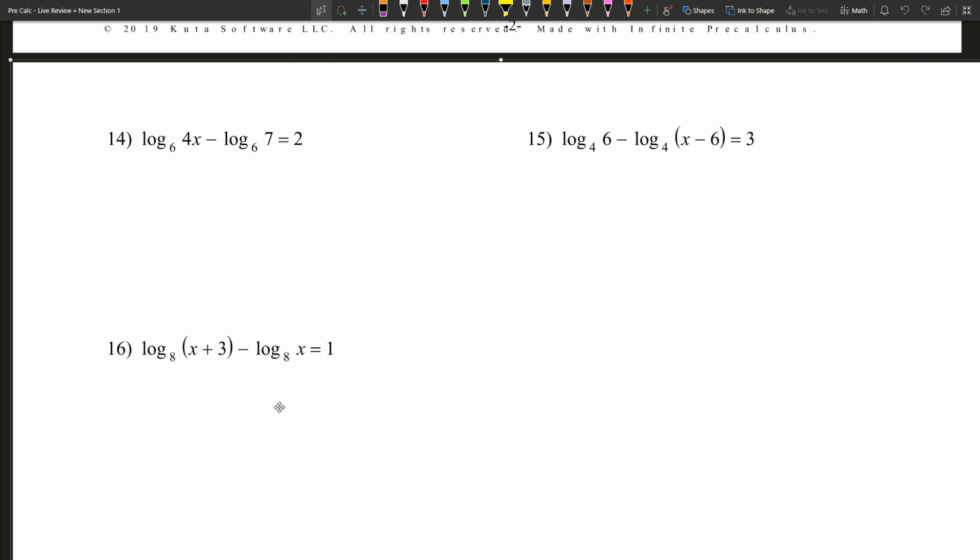Okay. So these last three are the trickiest, definitely. But if you keep yourself organized and you know how to condense or you know how to use the one-to-one property, you should be able to do this.